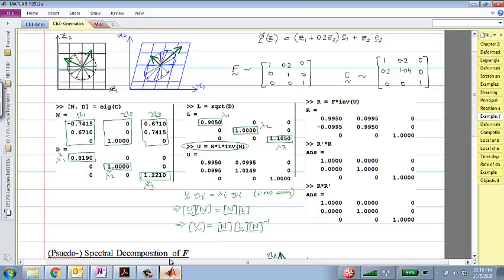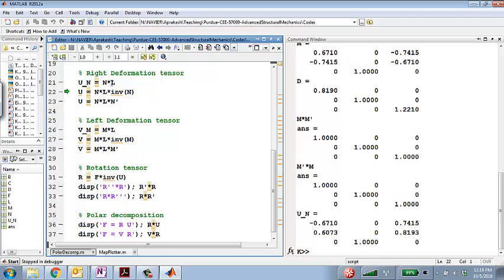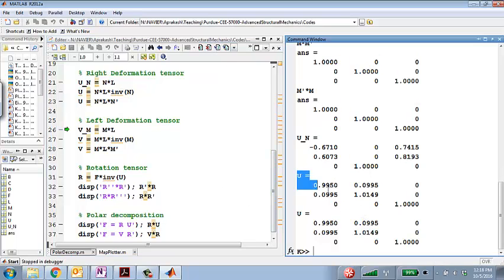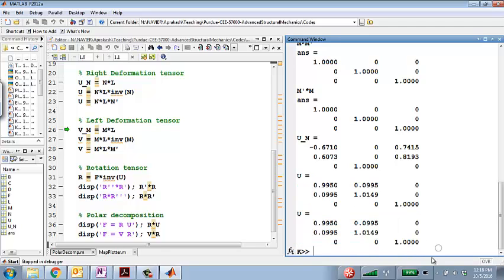So if you do that, we get this is U acting only NL, and then in the next step I have n times L times n inverse, which is equal to n transpose. So the last two outputs that we get here are exactly the same. These are the U tensors that are obtained by MATLAB.